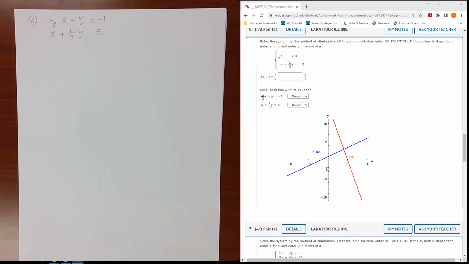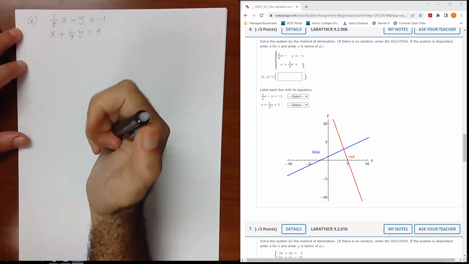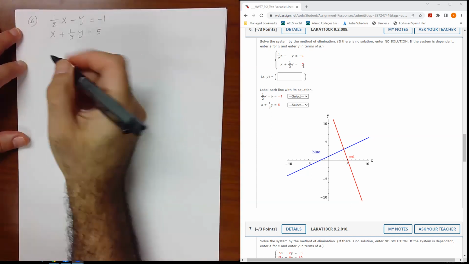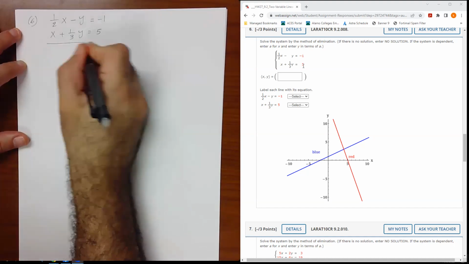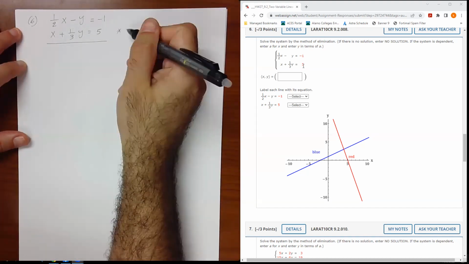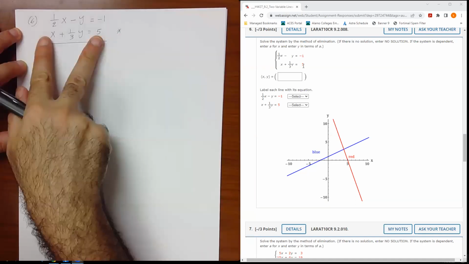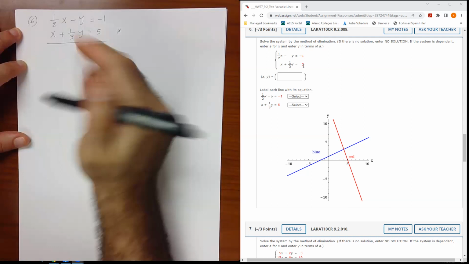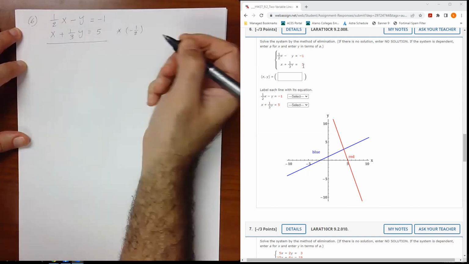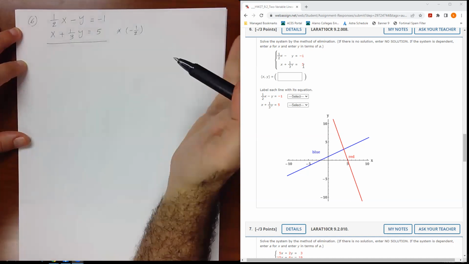So example 6. In example 6, we have 1 over 2x minus y equals -1, and we have x plus 1 over 3y equals 5. So again, it's up to you which variable you're going to cancel, the x or the y. Let's cancel the x. I can multiply by half and then change the sign for the second equation, or you can multiply by -half. It's up to you which method you're going to use, it's fine.